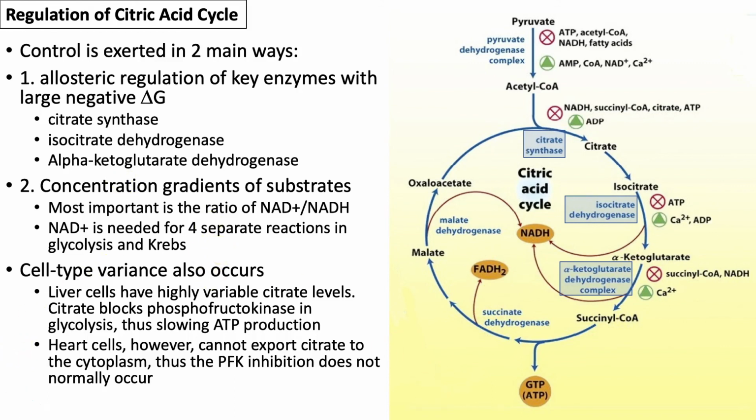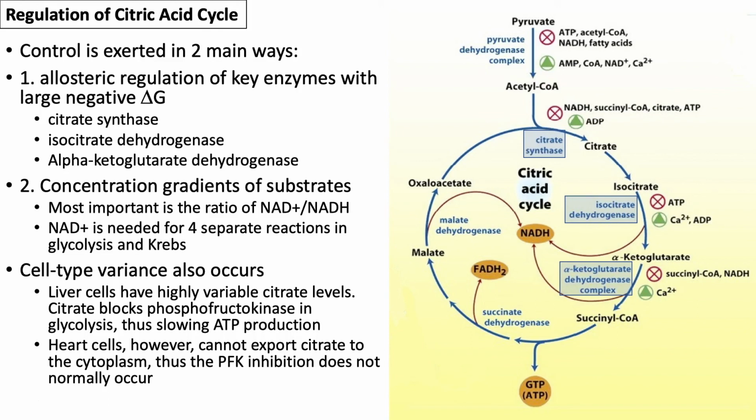Another interesting side note: different cell types will do different things, just as if this wasn't already confusing enough. Like in the liver, for example. The liver can have super variable citrate levels. So citrate is one strong way that actually goes back into glycolysis. If you go back and look at the control diagrams for glycolysis, now that you've watched this, it will make more sense, because those diagrams show citrate blocking phosphofructokinase in glycolysis, and that would slow things down.